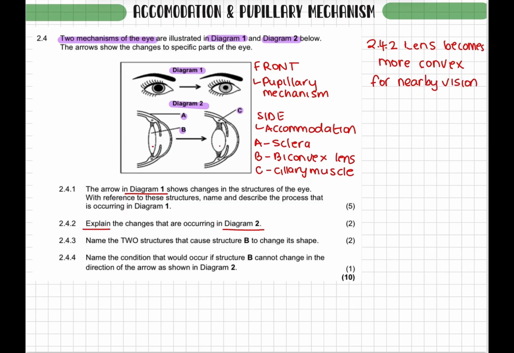On to the next question. It says name two structures that cause the structure B to change its shape. We know that the lens is attached to suspensory ligaments as well as the ciliary muscles.